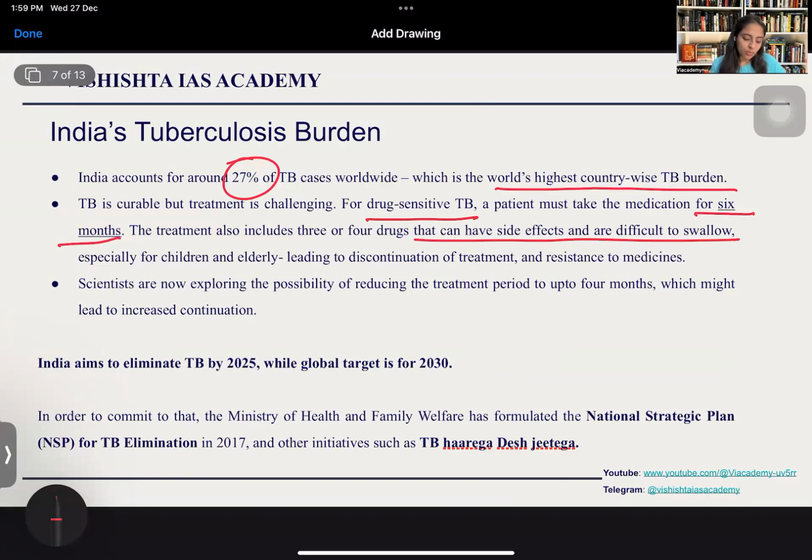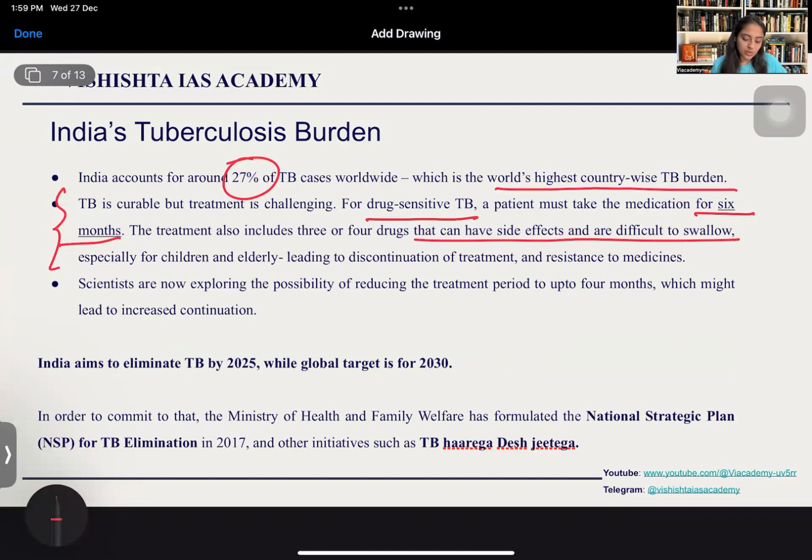So because of all these problems, we have seen a lot of cases of TB which are not being cured, and it is leading to a lot of deaths, and it is leading also to a lot of further transmission of diseases.